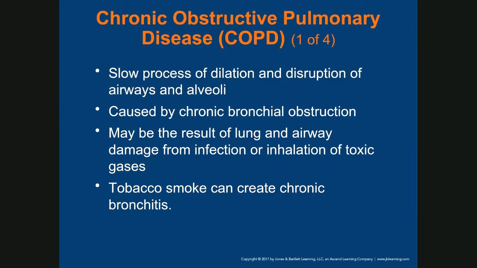So chronic obstructive pulmonary disease. It's a slow process of dilation and disruption of the airways and the alveoli. If it's the airway, it is chronic bronchitis. If it's the alveoli, it's emphysema. Caused by chronic bronchial obstruction, may be the result of lung and airway damage from infection or inhalation of toxic gases. But one of the common causes is going to be smoking for many years.